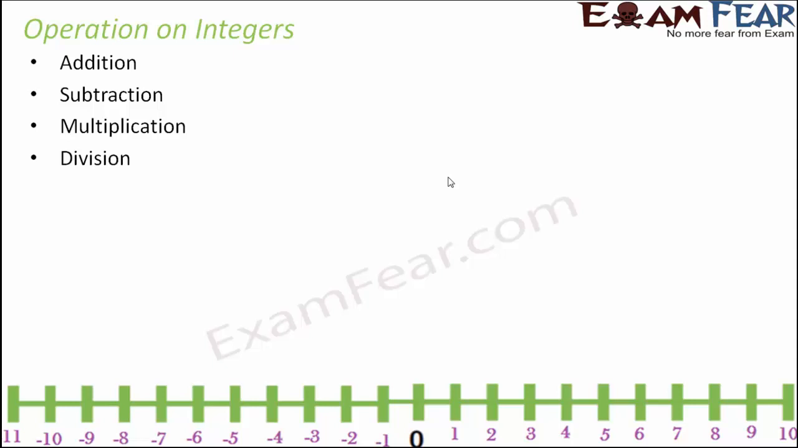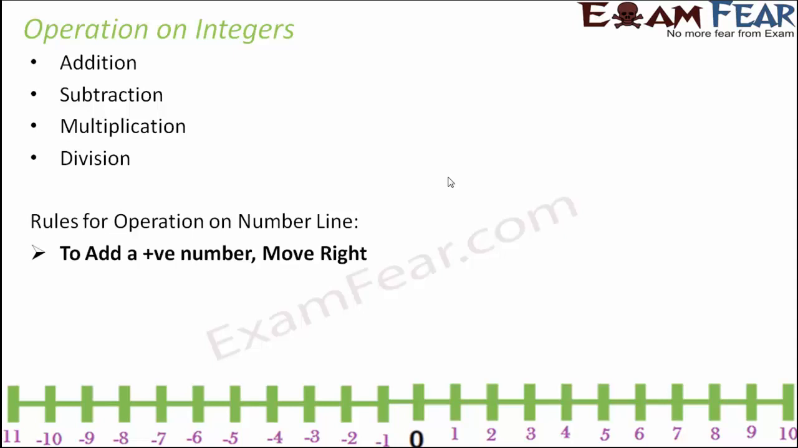In order to do these operations, we will follow some very simple rules. There are certain rules to be followed in order to perform operations on integers, especially when we talk about addition or subtraction of integers. Now, when you look at the number line, you want to add a number. If you want to add a positive number to an integer, you need to move towards the right. If you want to add a negative number to the integer, you need to move towards the left.